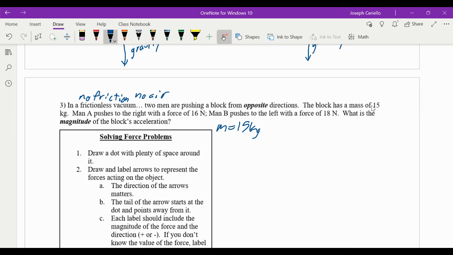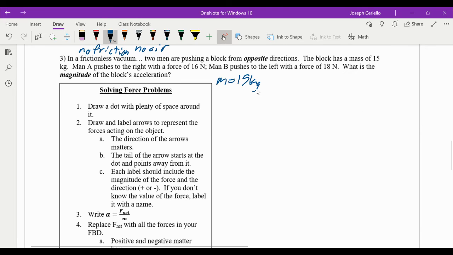All right. So for starters, you always represent objects with a dot. So that's step 1. That one step of the 5 is already done. Draw a dot. Now draw and label arrows to represent the forces acting on the object. The directions of the arrows matter, so don't just draw them in any which direction. The tail of the arrow always starts at the dot and points away from it. And each label should include the magnitude of the force, meaning the number, and the direction, positive or negative. If you don't know the value, just write down its name. But in this case, we're fortunate we know the values.